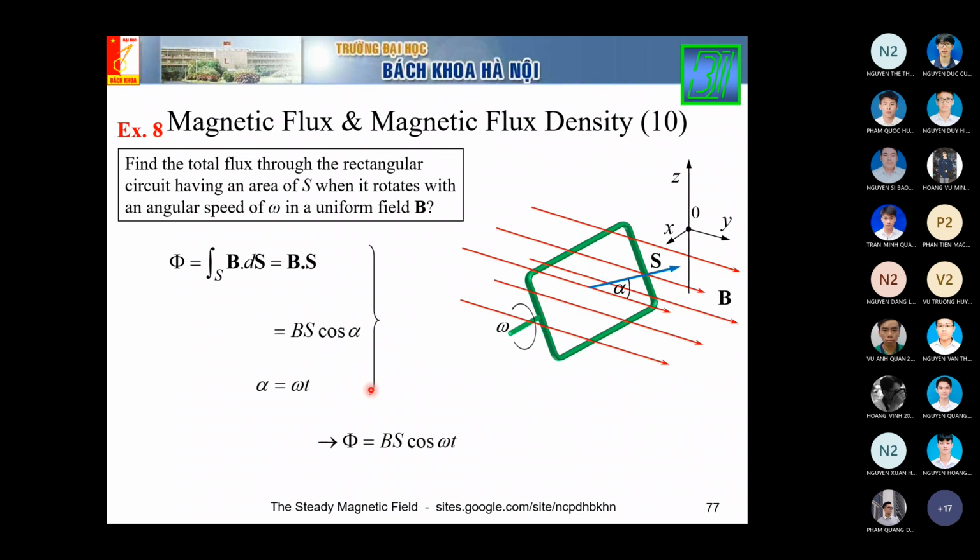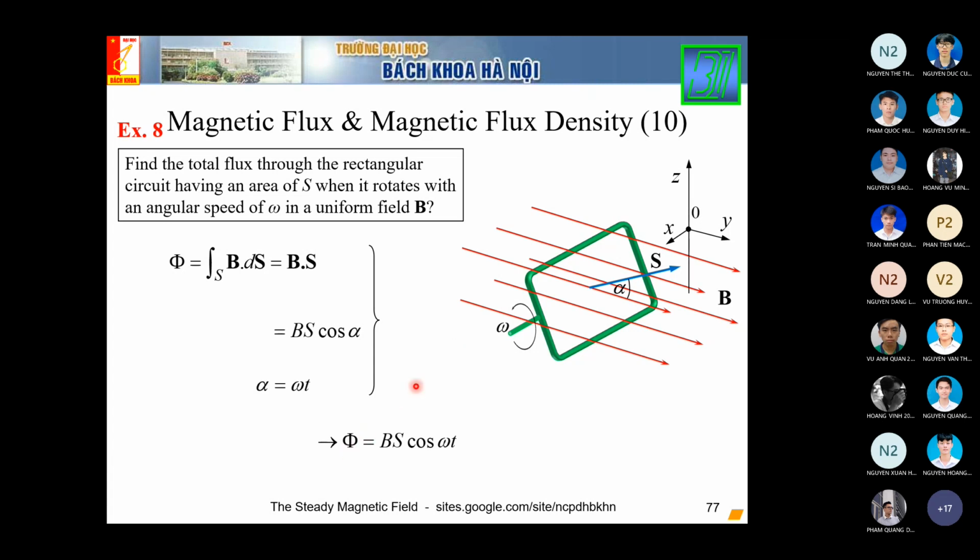So finally, we have the magnetic flux. The magnetic flux here depends also on time, but unlike exercise number 7, in this exercise the flux does not go to 0. It is a sinusoidal function, it is a sine. Our magnetic flux here has a 0, a maximum and a minimum value.